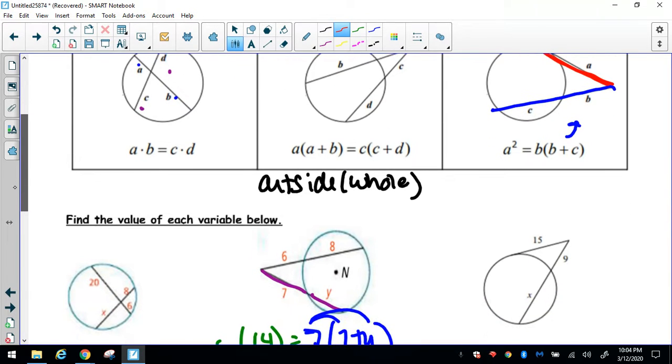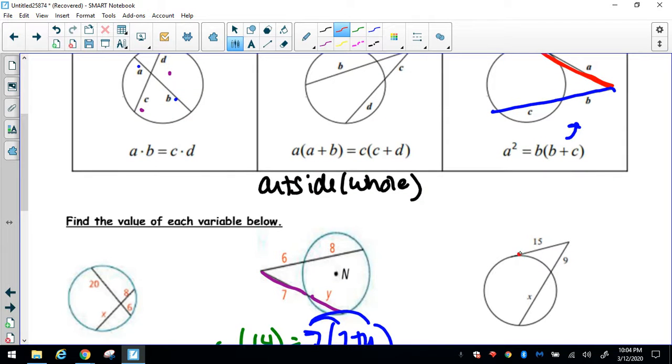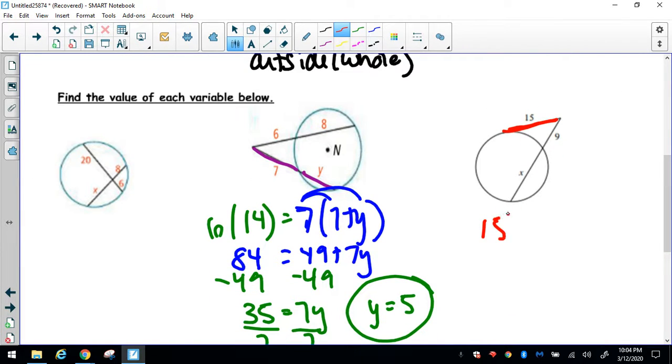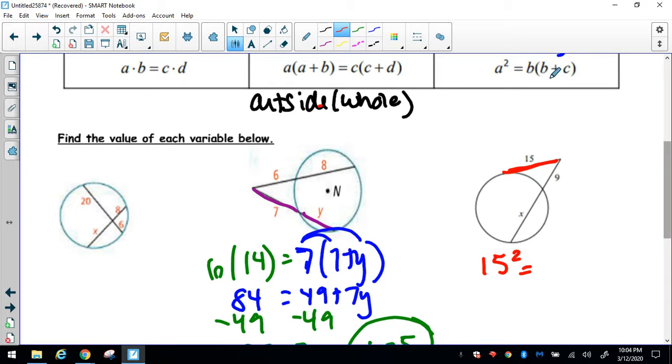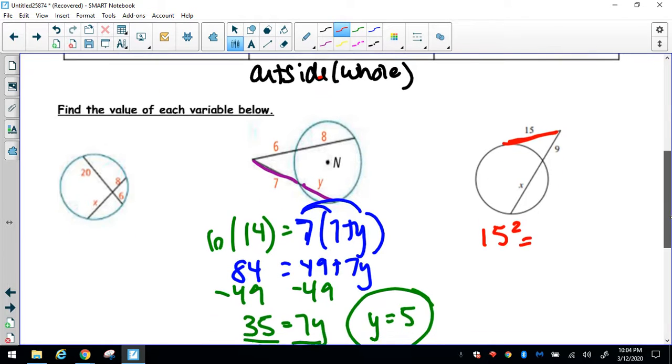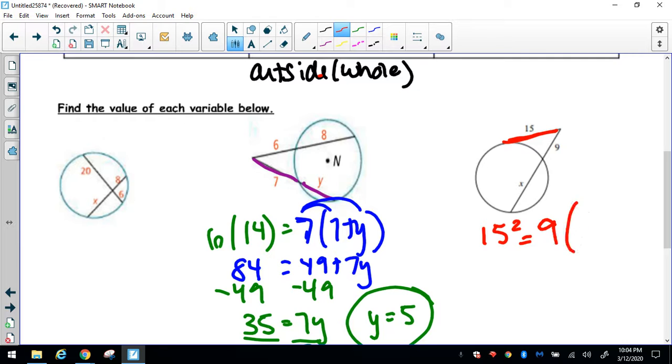So let's take a look down here. We have a 15 that doesn't really have an outside piece or an inside piece. It's just 15 on the outside. So if we're following this formula, that's going to be the squared part. So we're going to have 15 squared equals, and then we're going to do like we were doing with this middle example. This is outside times the whole, right? This B is on the outside of the circle, B plus C is the whole thing. So when we go down to our picture, we're going to do the outside piece, which is 9, times 9, the outside piece, plus x is the whole thing, so 9 plus x.